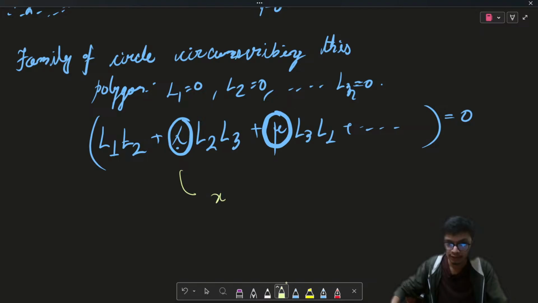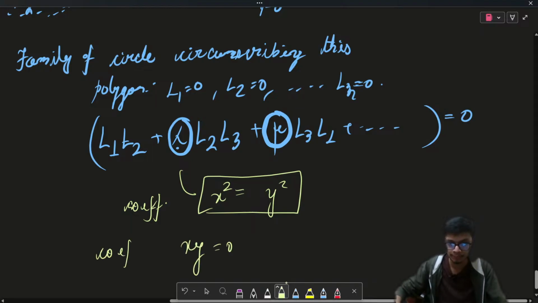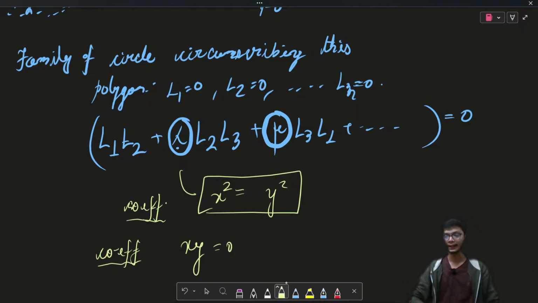So please make sure that the coefficient of x squared equals the coefficient of y squared, right? This is the first condition, and the second condition is that the coefficient of xy should be equal to 0. Please ensure that these two guiding principles, or conditions, are satisfied. If you are able to satisfy these conditions, then you will be able to generate the family of circles circumscribing any polygon.